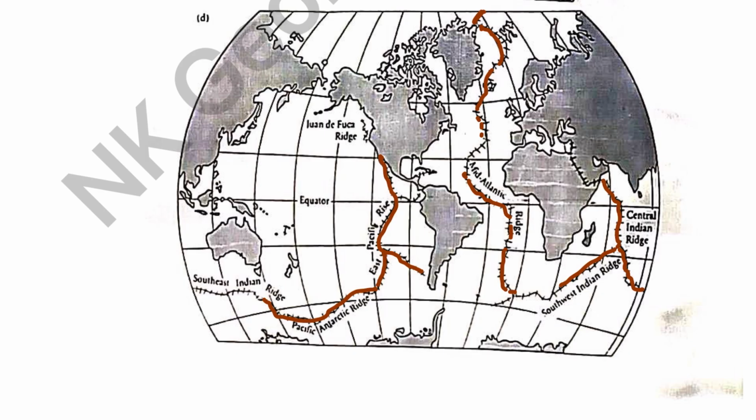So these are the major oceanic ridges that have developed along the diverging plate boundaries. These are the diverging plate boundaries. So the mid-oceanic ridges are the features that are confined to the diverging plate boundaries.